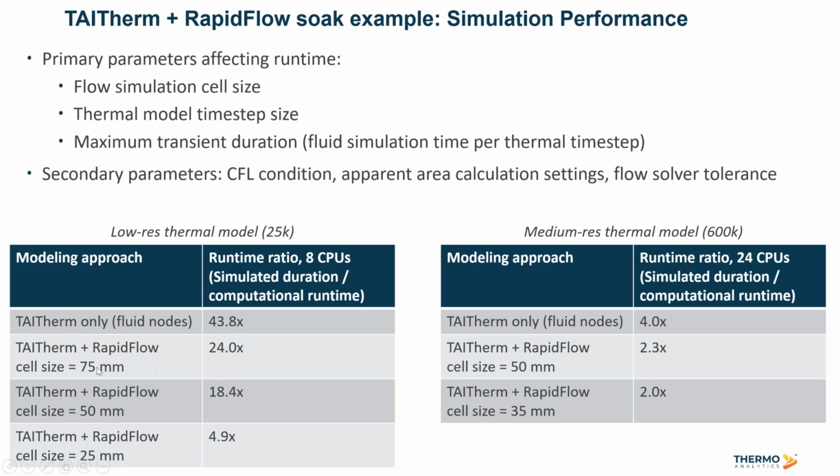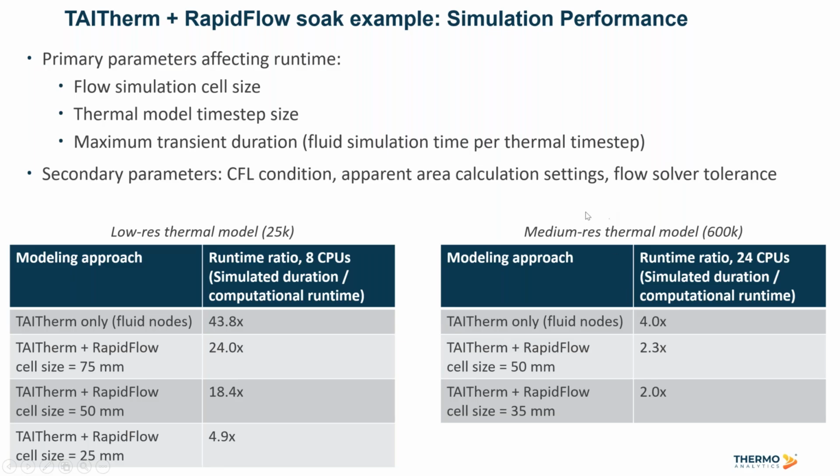So with a very coarse cell size of 75, we can still run about 24 times faster than real time. At 50 millimeters, which is where most of our animations were being taken from, that's about 18 times faster than real time. And going all the way down to a 25 millimeter cell size, that still leaves us about 5 times faster than real time.